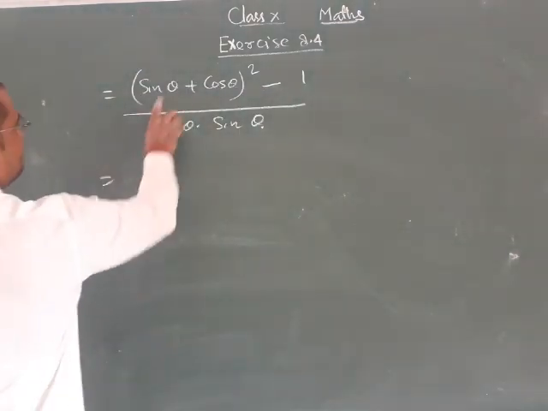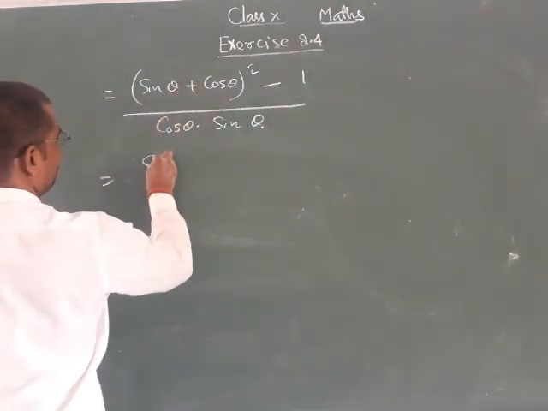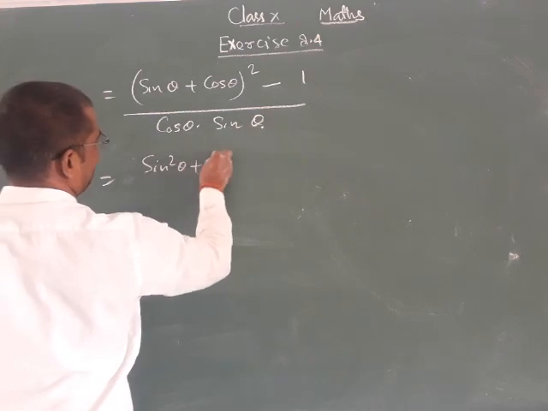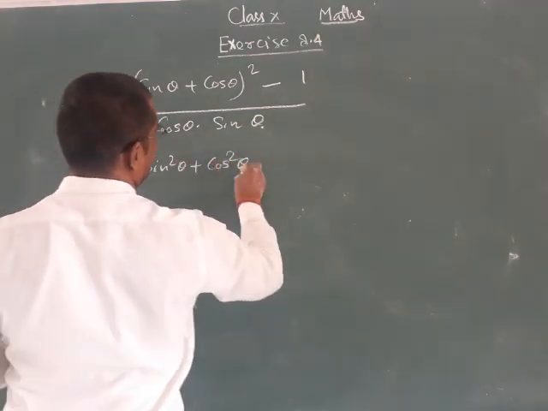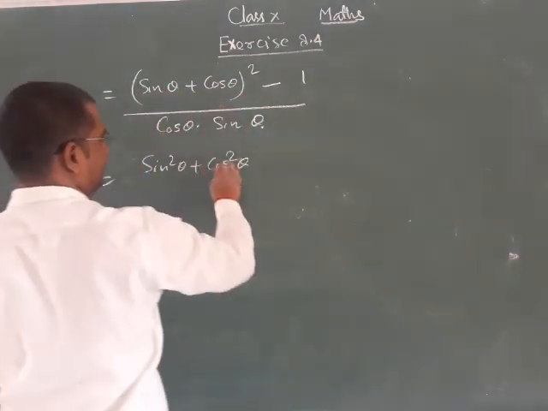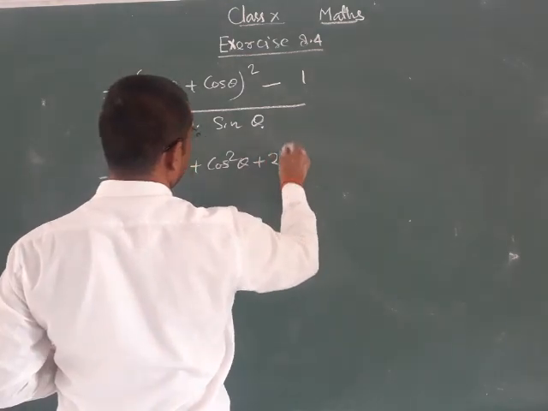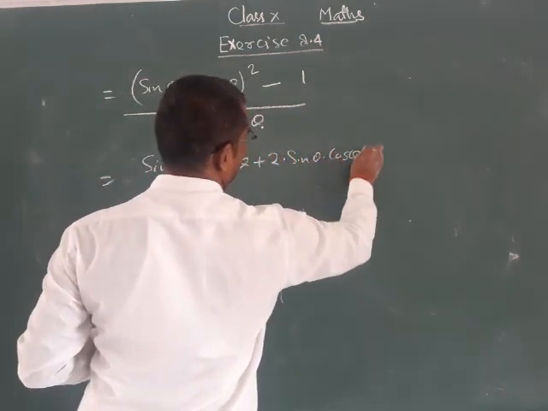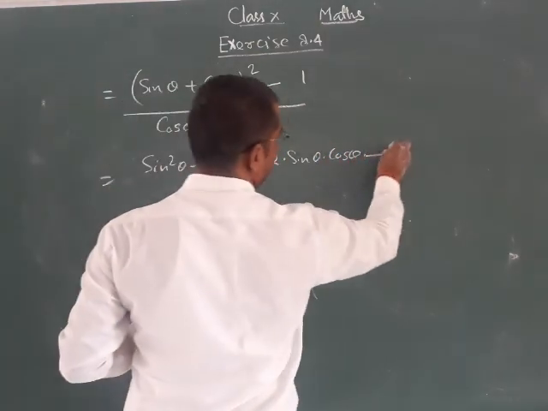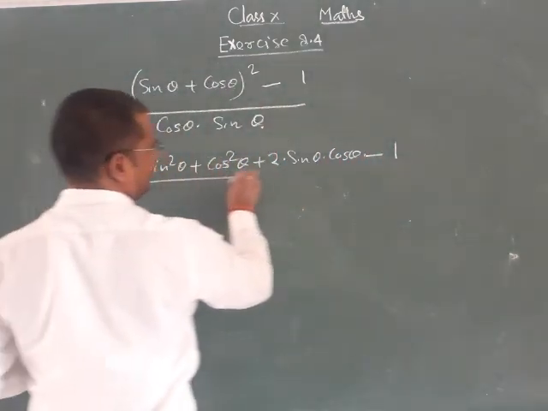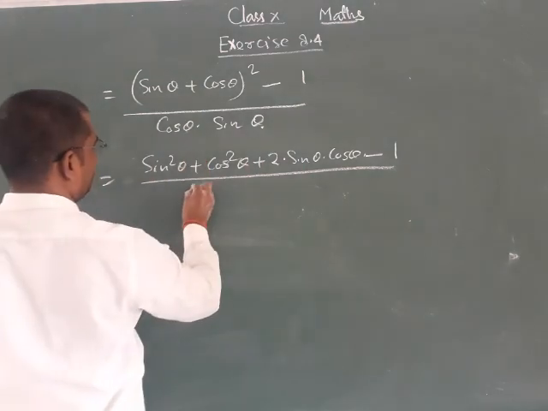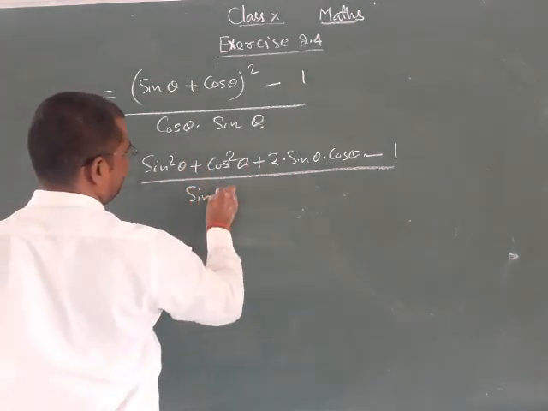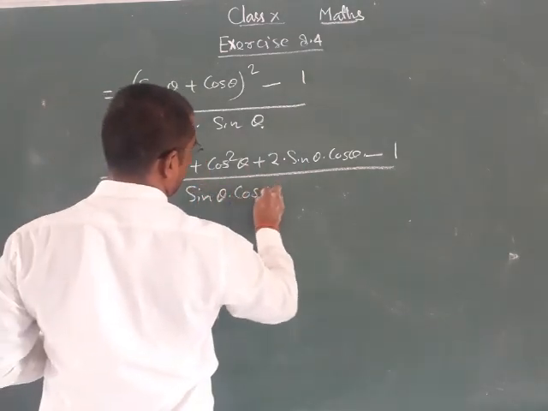So (a plus b) whole square. So a square (sin square theta plus cos square theta), a square plus b square plus 2ab. So sin theta into cos theta into minus 1 upon sin theta into cos theta.